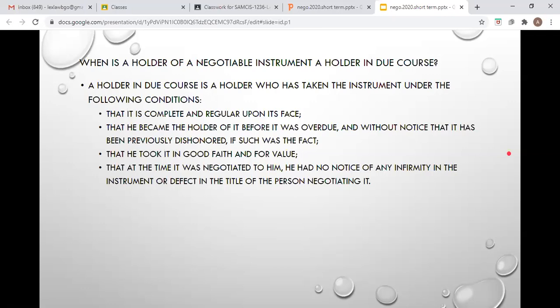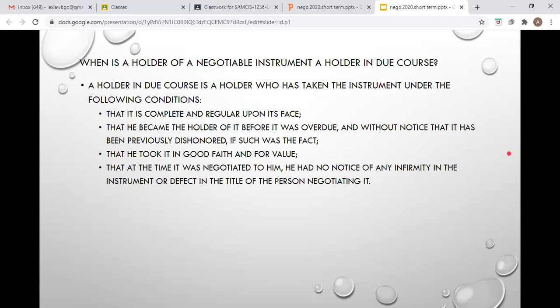And for value, that he took it for value. Ibig sabihin, that you are also a holder for value, that you have given valuable consideration in that instrument. That's the reason why I have been saying before that if you are a holder for value, it does not necessarily mean that you are a holder in due course. But if you are a holder in due course, it already follows that you are a holder for value, because one of the requirements to be considered a holder in due course is that you have to be a holder for value.